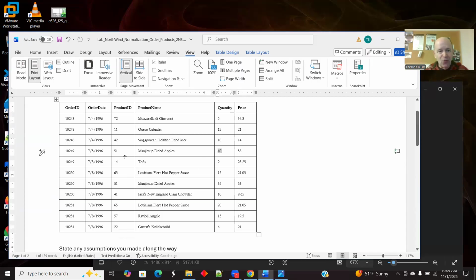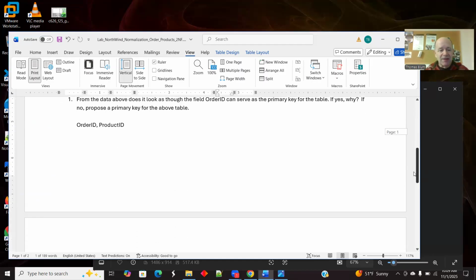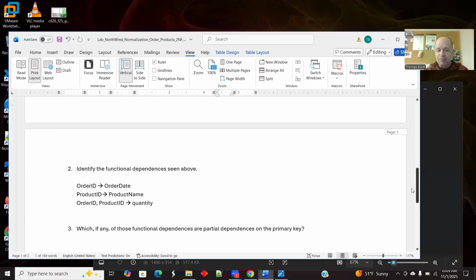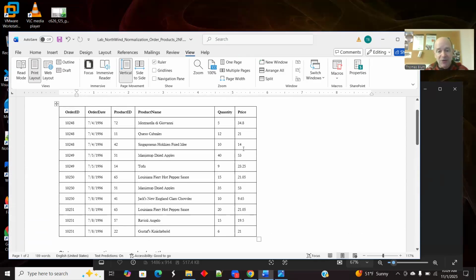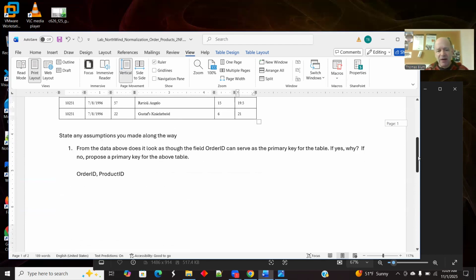Here I ordered 40 dried apples, and here we ordered 35. So it's not determined by either one individually. It needs the pair. Now, the way this data is, the dried apples were 53 for both, and this is how Northwind's is. They have the price in the product table.